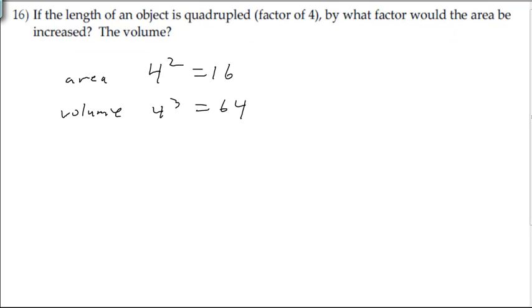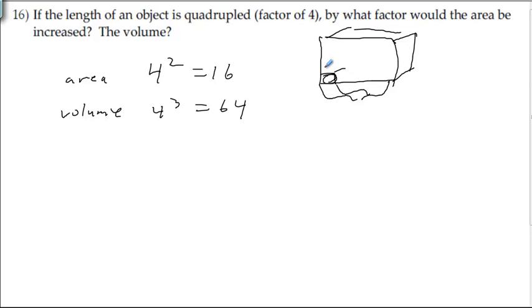And the last one, if the length of an object is quadrupled, that means it's 4 times bigger. What would be the area? So if this is the original, and this whole thing here is 4 times as big, then that's actually going to be 16 times bigger than this little thing right here. And if you take a volume and make it 3 dimensions, so it's quadruple the length, quadruple the width, quadruple the depth, that's going to be 4 times 4 times 4, which is 64 times bigger than this little box right here.